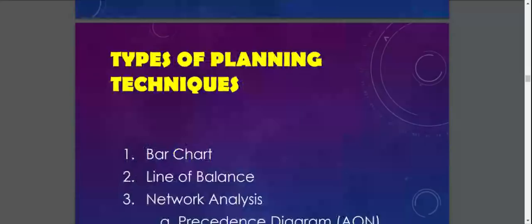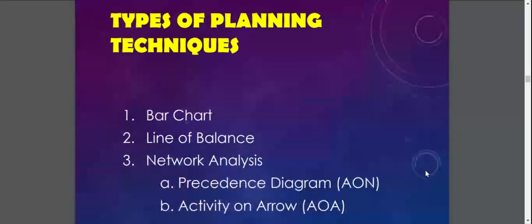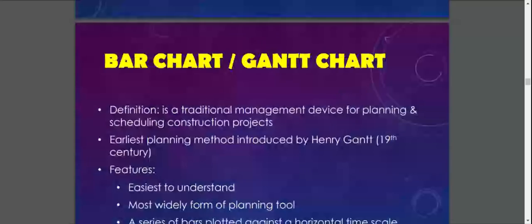Okay, so these are the types of planning: bar chart, line of balance, and network analysis. But for this class, what you are going to focus on is only the network analysis, which is activity on arrow.